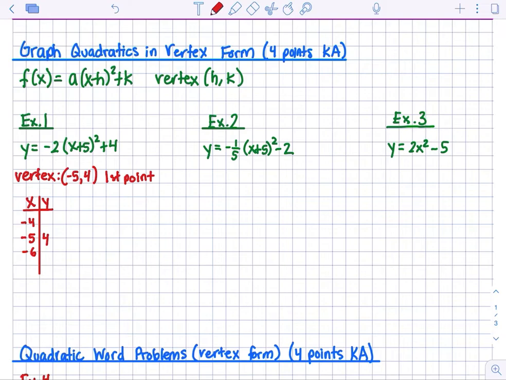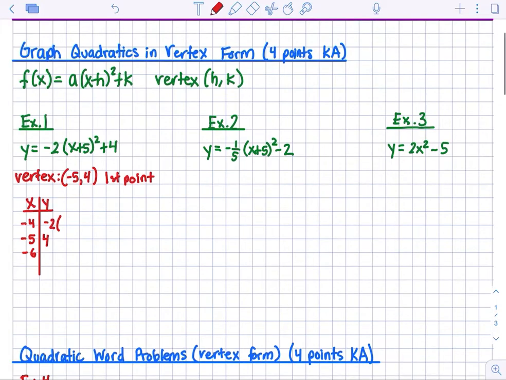So -2 in parentheses, plugging -4 into that x value right there: -4 plus 5 to the second plus 4. Rewriting it, -2 times, -4 plus 5 is 1, to the second power, plus 4. And then 1 squared is 1, so 1 times -2 is -2, plus 4, which is simply 2.